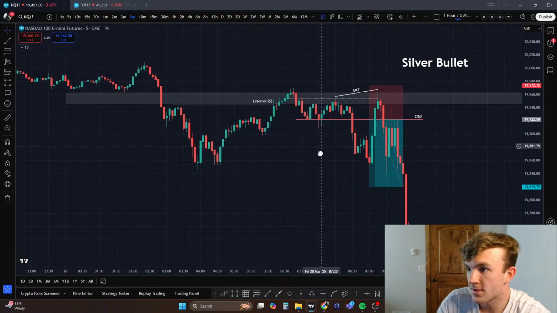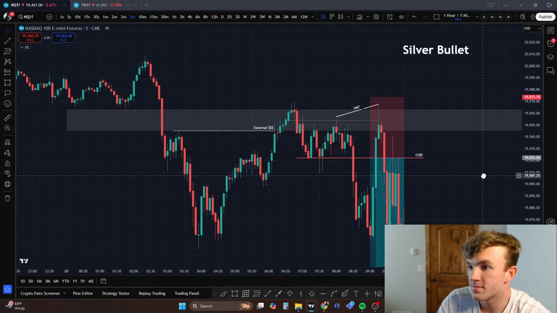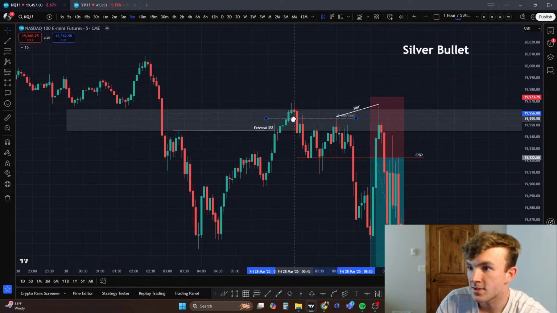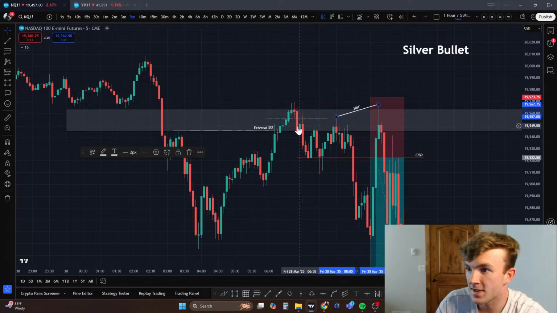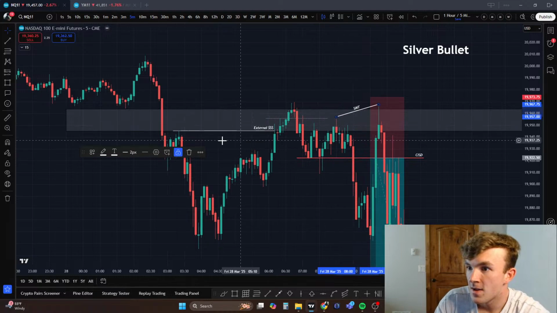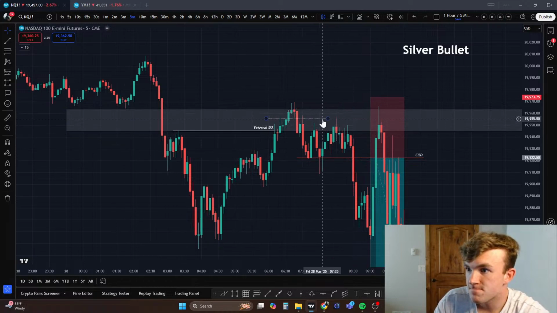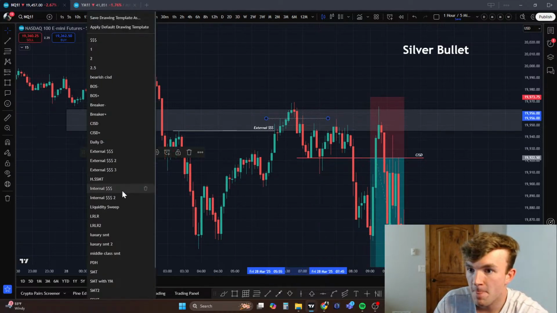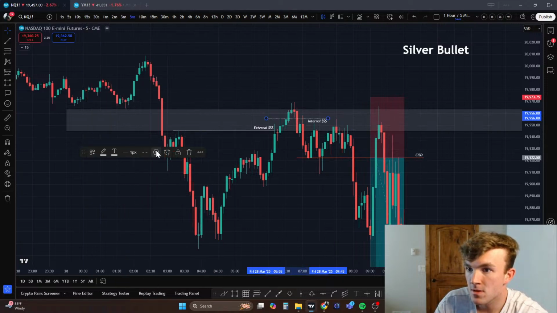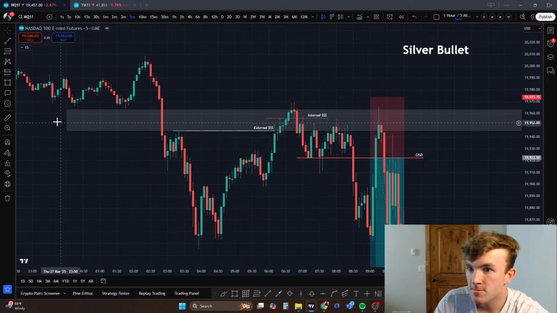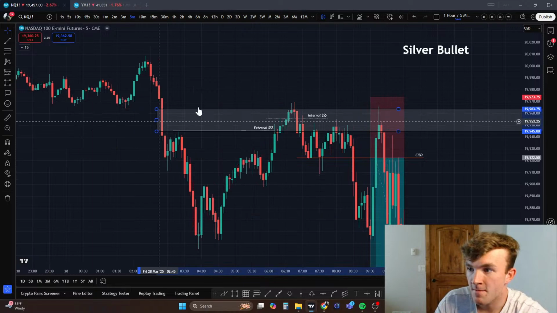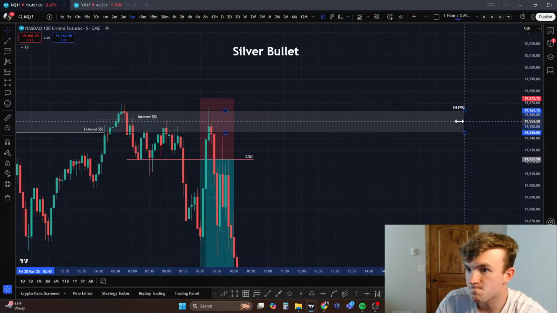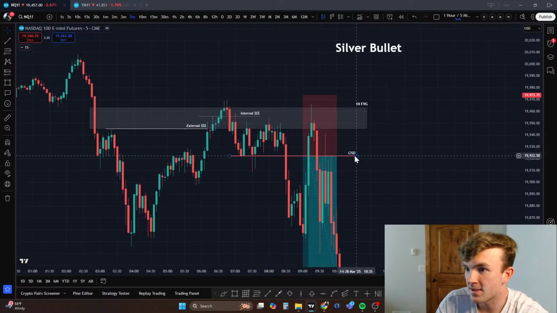So this will be the first flow state trade. Here we have external, internal. We don't even need to have this SMT marked. So here's that 1 hour fair value gap. And then here's that 5-minute change state delivery.